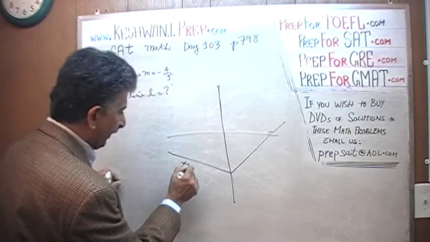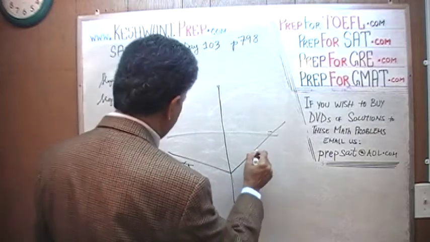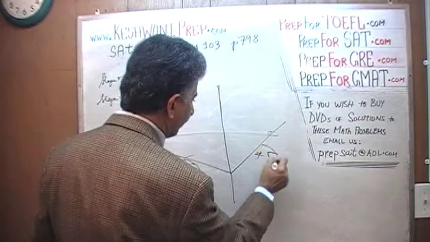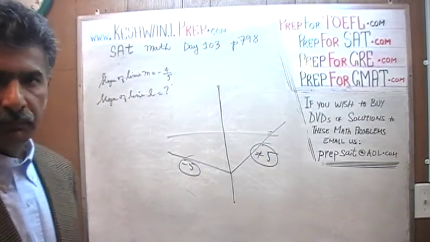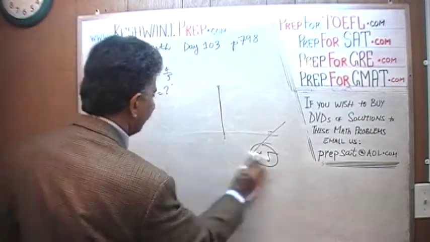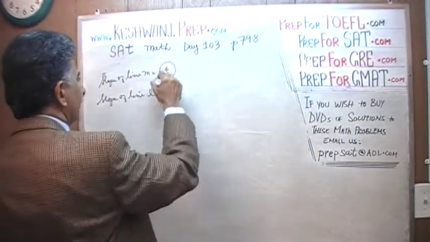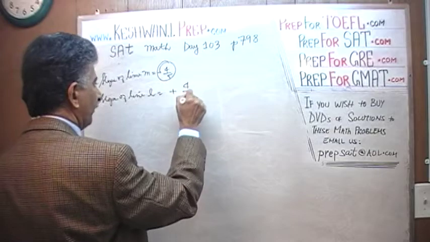And if this has a slope of negative 5, then this will have a slope of positive 5. It's the exact same slope. That's all it is. That's it, we are done. Since the slope of this line is negative 4/5, the reflection is going to be positive 4/5.